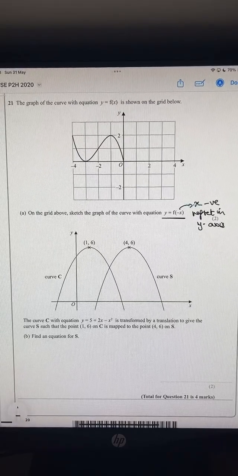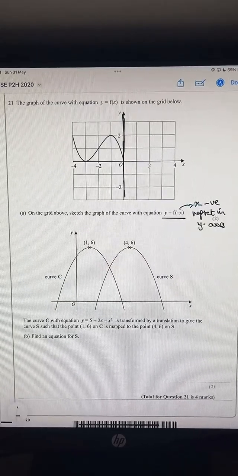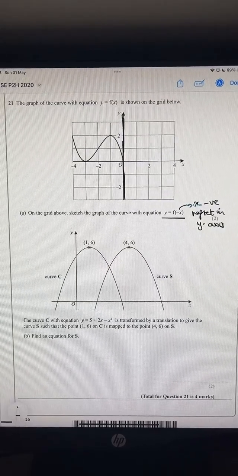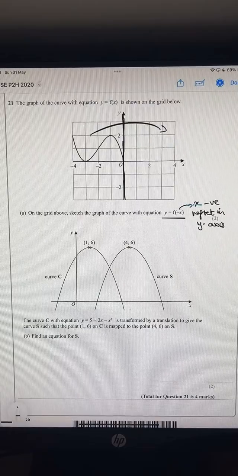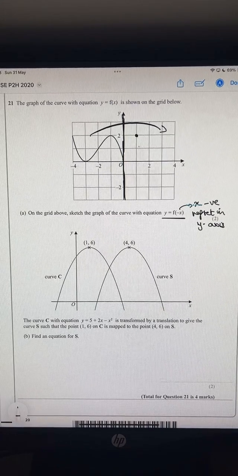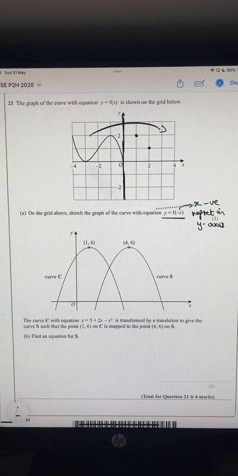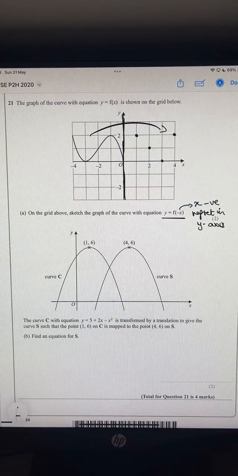So it's a reflection in the y-axis, so this is my mirror line, and I'm taking this graph and reflecting it over here. Just make sure you go through the correct key points. So this point here reflects up there. This point here reflects there. This point here reflects here. And then my last point there will reflect at the top, like that. So just make sure you go through those key points. That's what the mark scheme says.